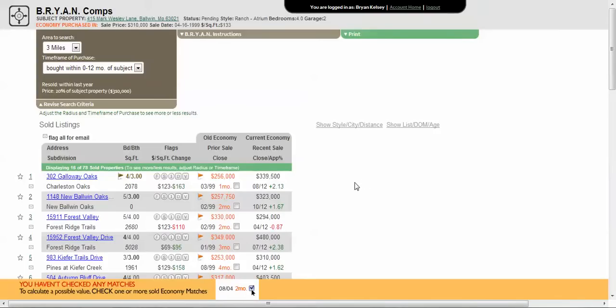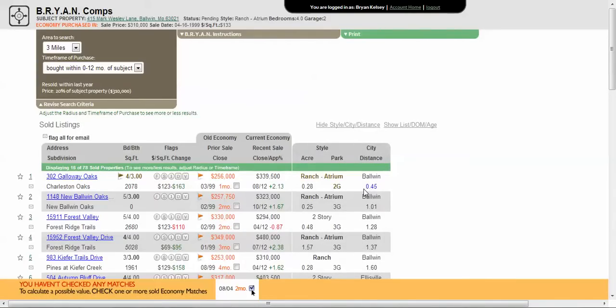What's happening right now is the software program has gathered up other properties that were purchased around the same time as the subject property for about the same amount as the subject property. Remember, these are what's called Bryan comps. A Bryan comp means the properties that are here had been purchased under the following three conditions. They're in the same radius as the subject property. They were purchased around the same year as the subject property, in this case almost the exact same month, and for a similar amount as the subject.